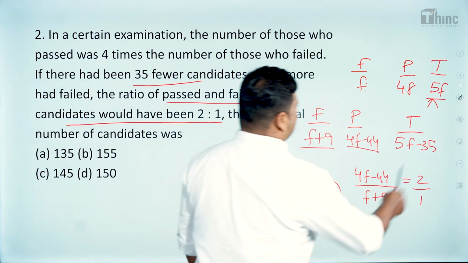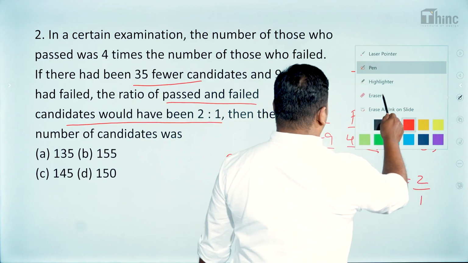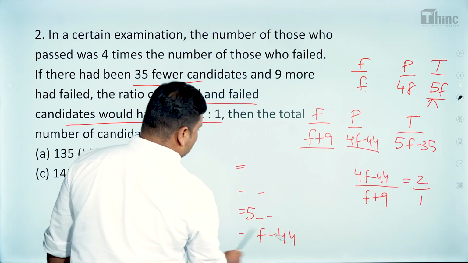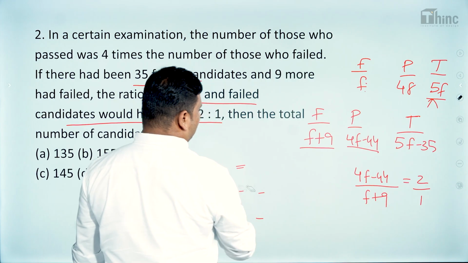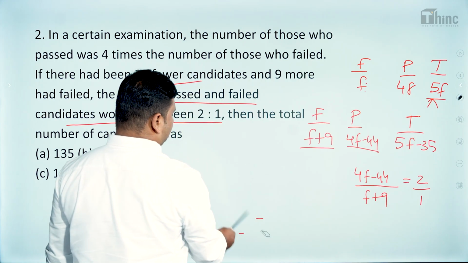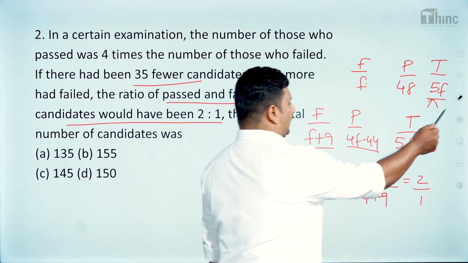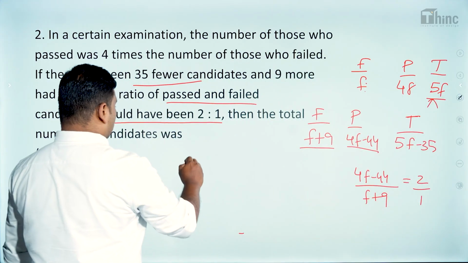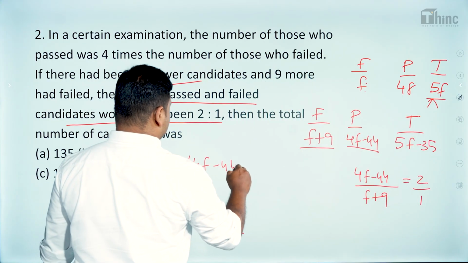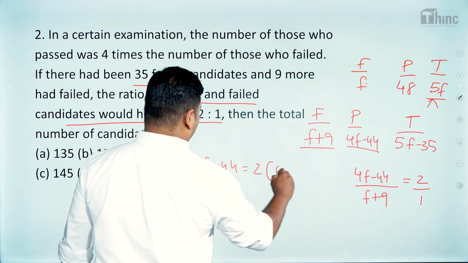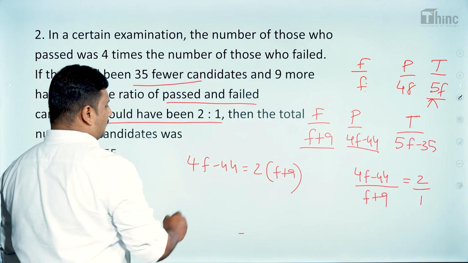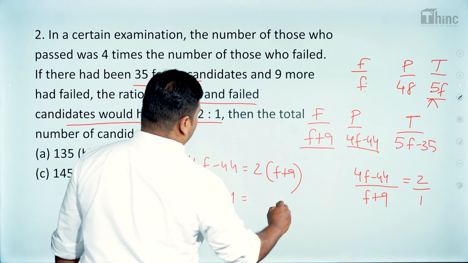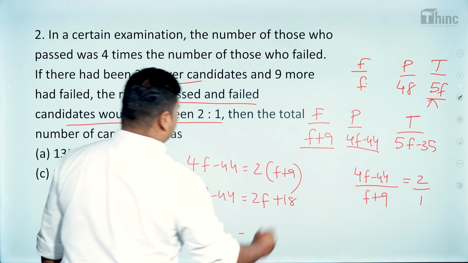Okay, so let me just do it further. How can we actually solve this? We can cross multiply and equate, right? Let's cross multiply and see how it works. So when you cross multiply, what will we get? 4F minus 44 equals 2 into (F plus 9). So what will we get? 4F minus 44 equals 2F plus 18.